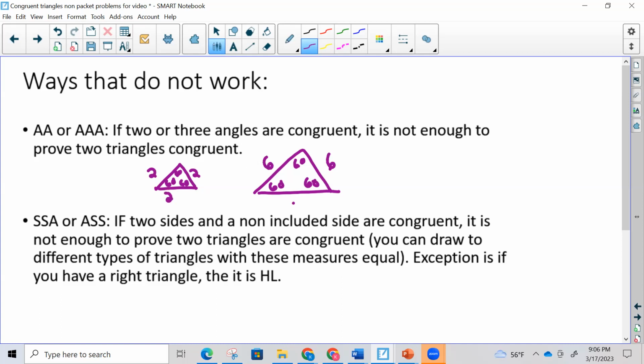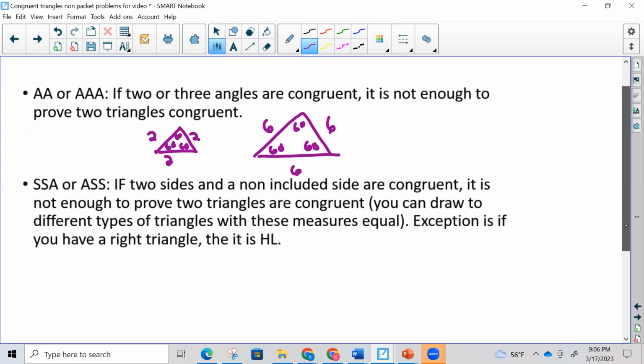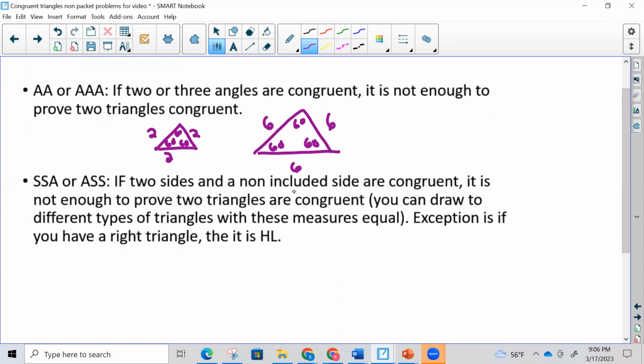And so just knowing that 2 corresponding angles are congruent or 3 corresponding angles are congruent is not enough information to say the 2 triangles are congruent. They might not be. I would have to know a side length to know that they're actually the same size and not, it's called similar, which we'll learn next unit or the next topic.